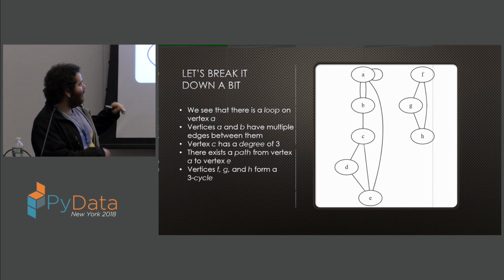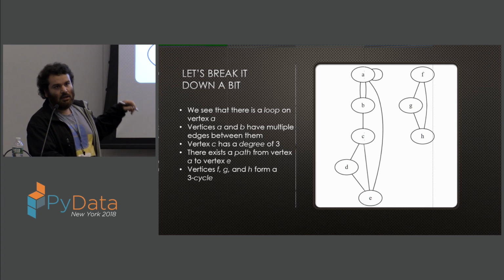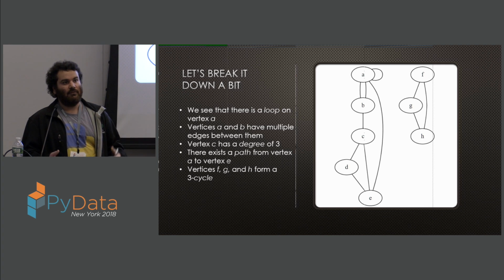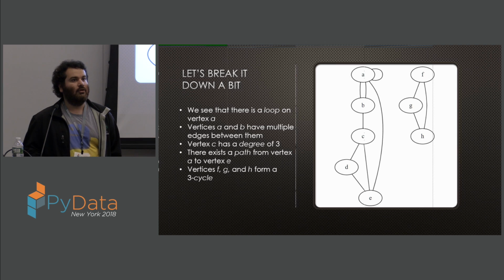So this is a digraph. Everything's exactly the same. The only difference is instead of a stick, we've got an arrow. And so when we're talking about paths in a digraph, we have to follow the arrows from one way to another. They're one-way streets.